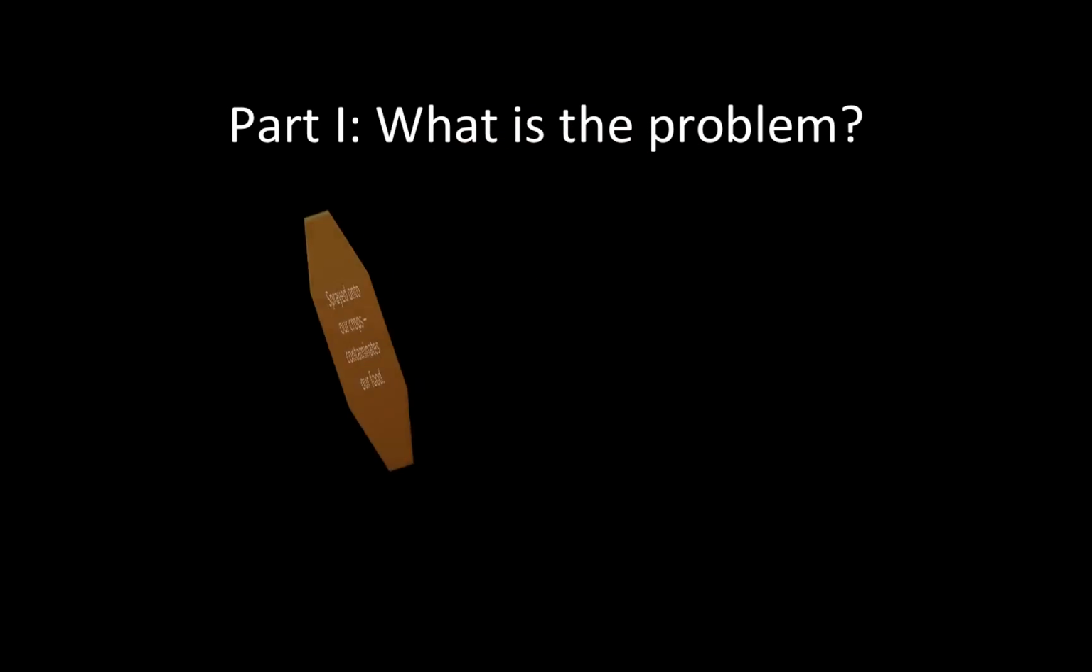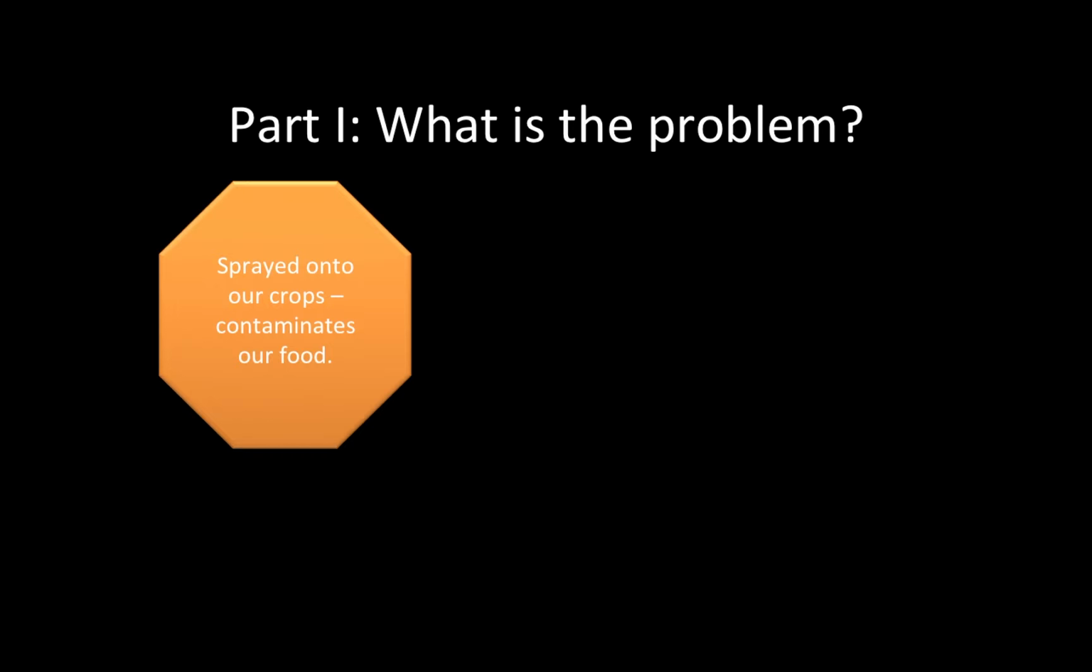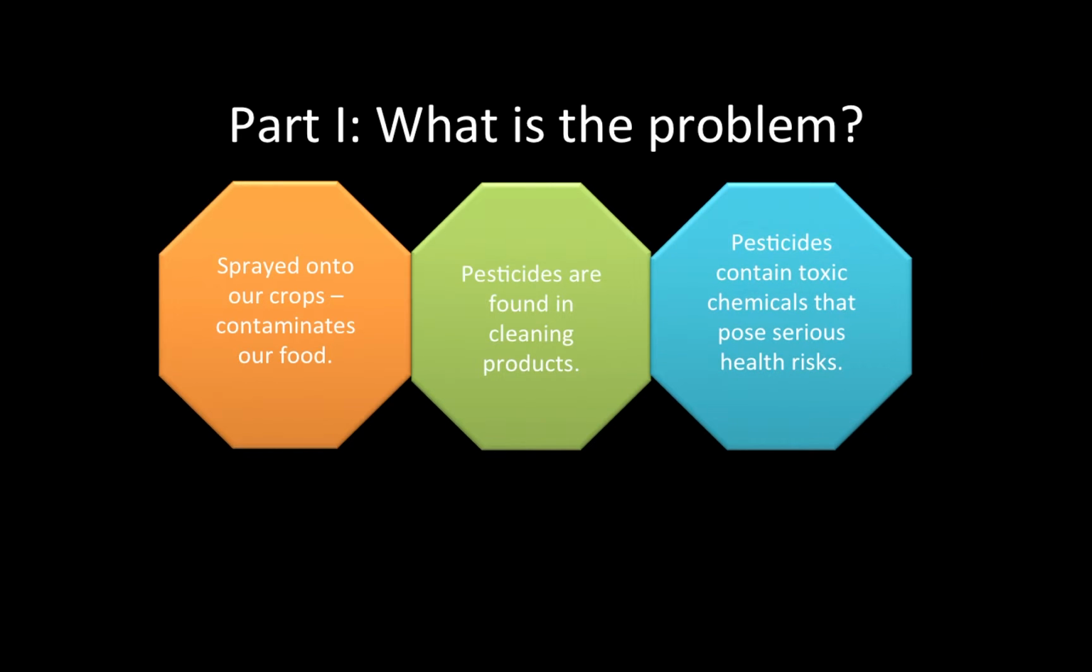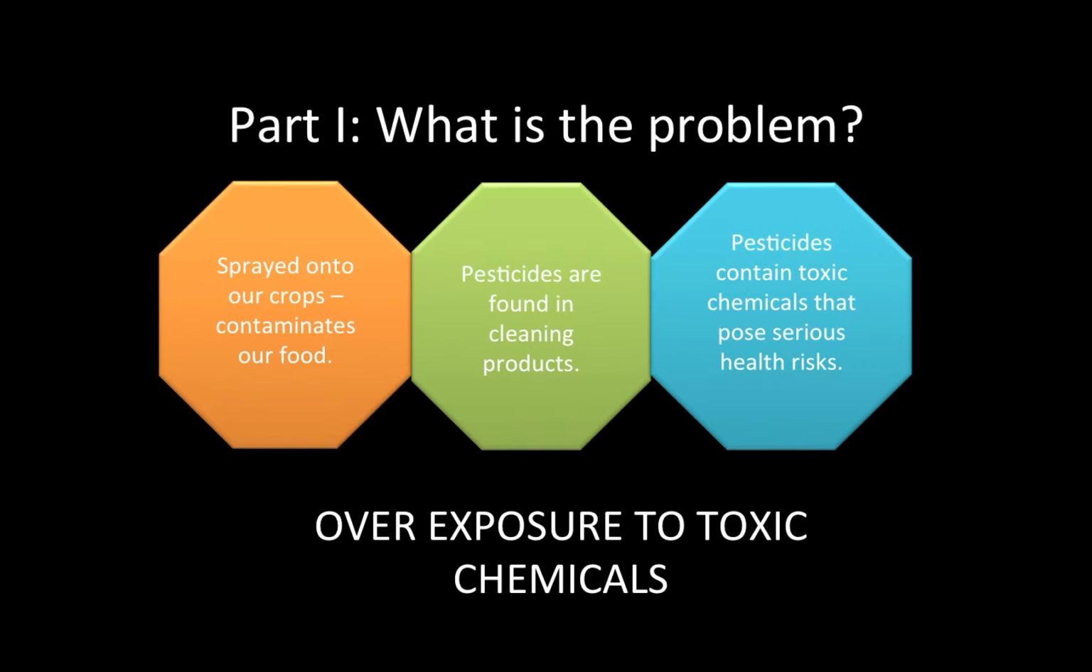So what's the problem with pesticides? The problem with pesticides is that they contain toxic chemicals that are released into our airways. They are sprayed onto our crops and food products to stop bug infestations. This means that we ingest these toxic chemicals. Pesticides are also found in cleaning products that are used in the home, schools, and workplace. The issue with pesticides is that overexposure to these toxic chemicals can cause serious health issues.